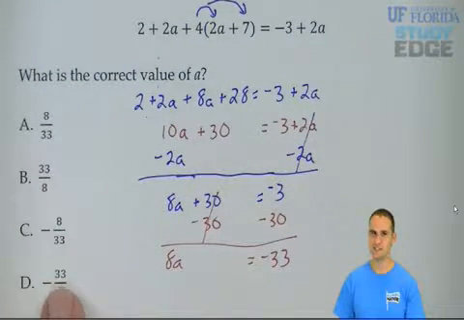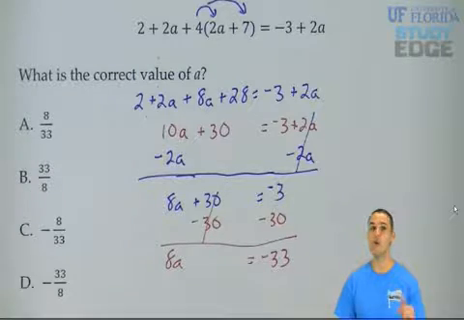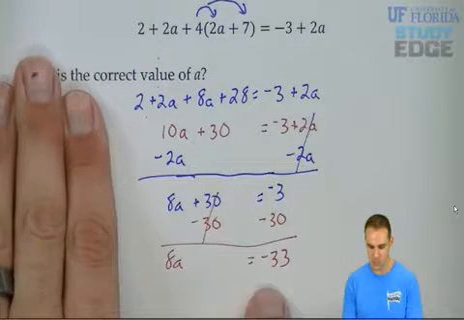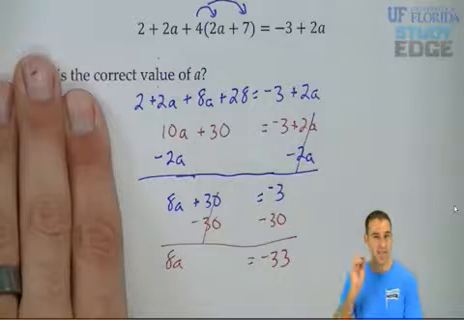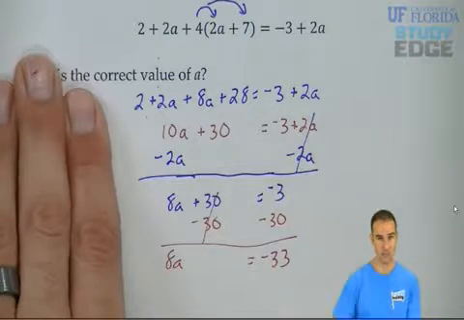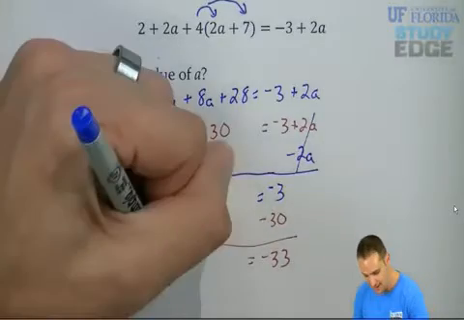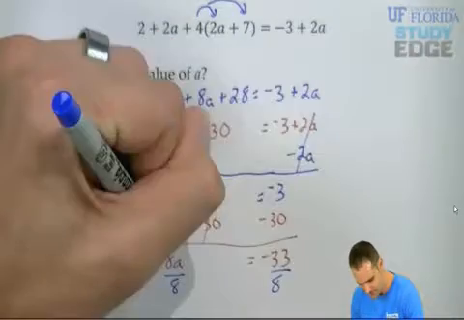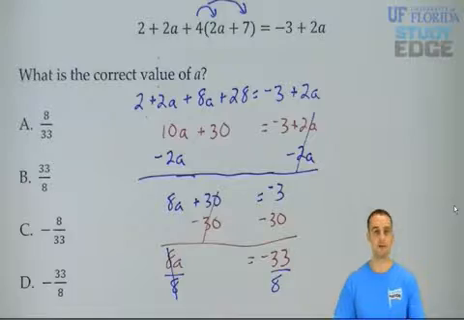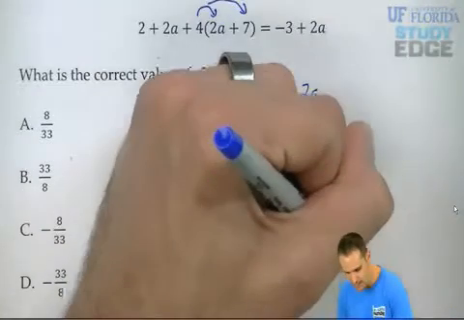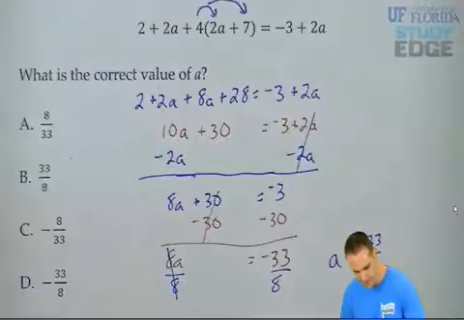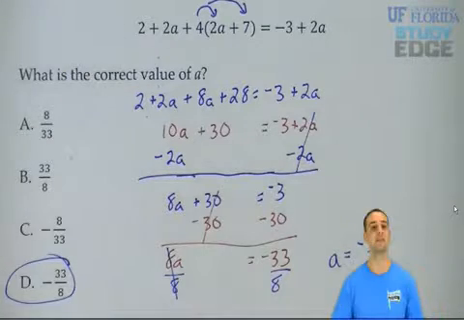Notice how these answer choices are tricky. What are you going to divide by? Don't look at them. What do you divide by to solve for A? You want A by itself. I want A equals. Divide both sides by 8. And A will equal negative 33 over 8. So since A equals negative 33 divided by 8, the answer is D.